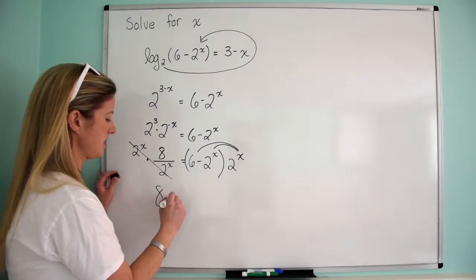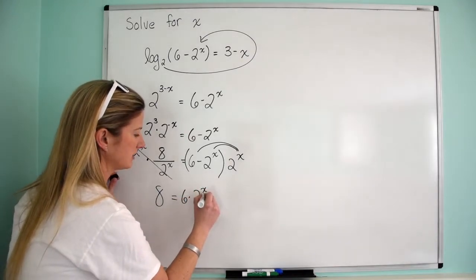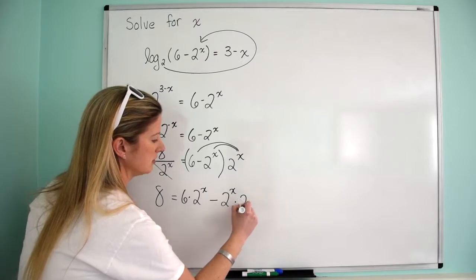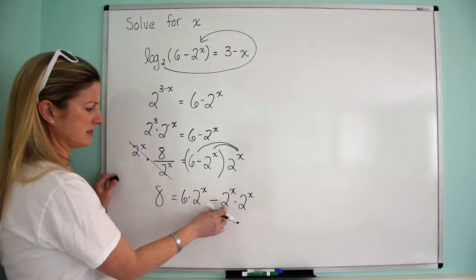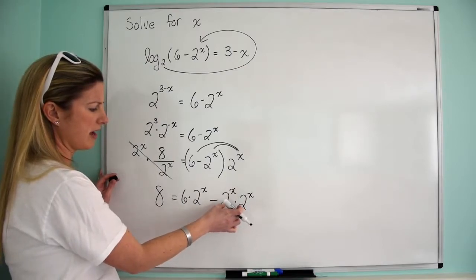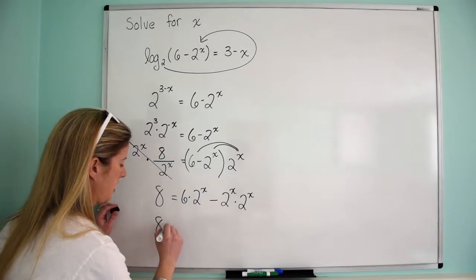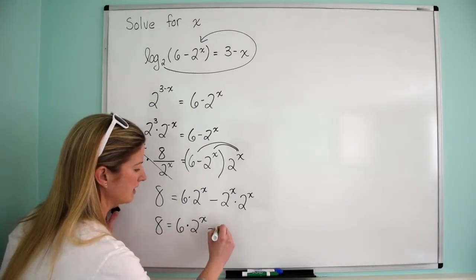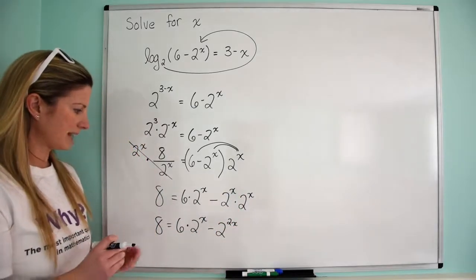So this becomes 8 because this went away. And then it's going to be 6 times 2 to the x minus, and then 2 to the x times 2 to the x. Okay, now I'm just going to simplify this. 2 to the x times 2 to the x. So when we have two powers with the same base, we just add the exponents. So we're going to end up with 8 equals 6 times 2 to the x minus 2 to the x plus x is 2x. Okay, awesome.